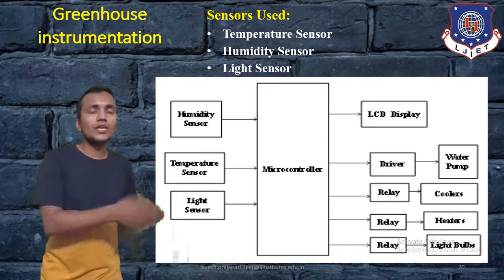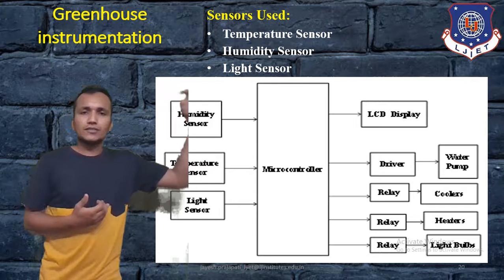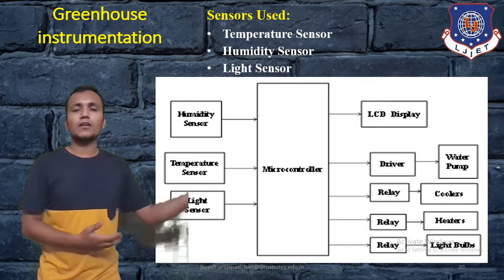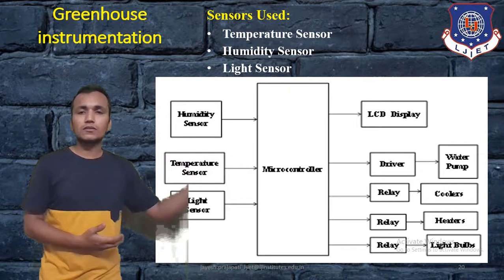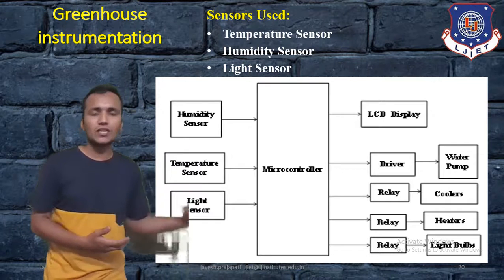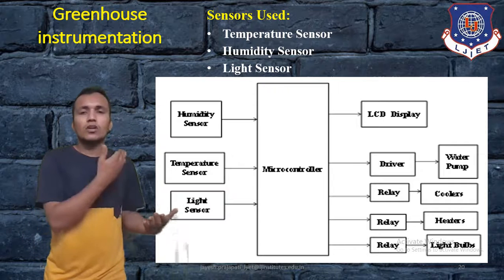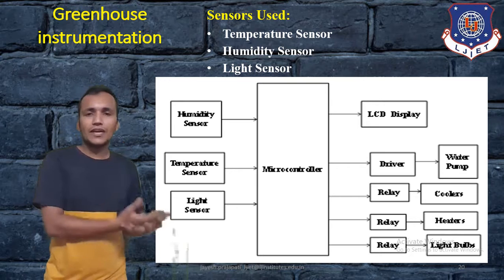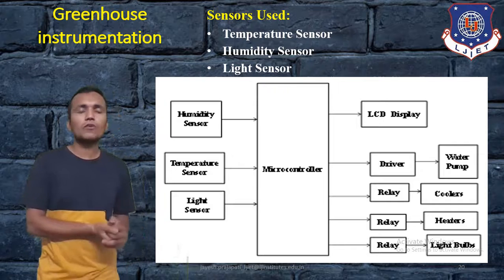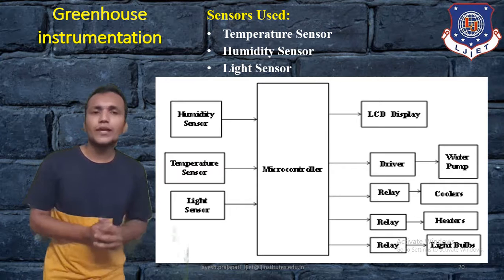So if we want to make our greenhouse automated, we have to maintain it with this kind of sensor, and we also connect the drivers and relay. The relay will operate coolers, heaters and light bulbs, and that can give a signal to the microcontroller. So to maintain temperature, coolness and brightness, we make this kind of automation or instrumentation setup for the greenhouse. So this is greenhouse instrumentation.